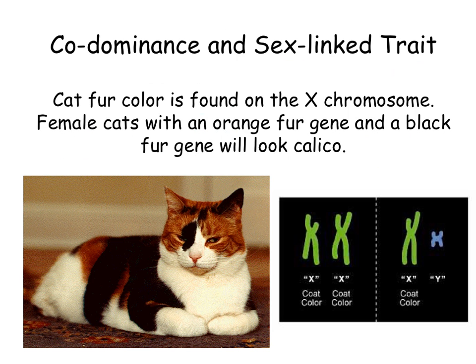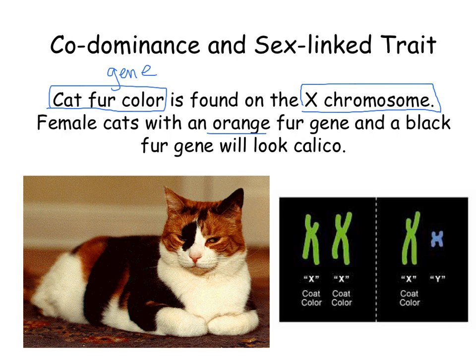Okay, now we're going to get to the really cool part of our sex-linked traits, and that's talking about codominance and sex-linked traits, and we're looking at calico cats. So some cats have a fur color gene, and this gene for fur color is found on the X chromosome. So there's two choices. We have an allele for orange, and we have an allele for black.